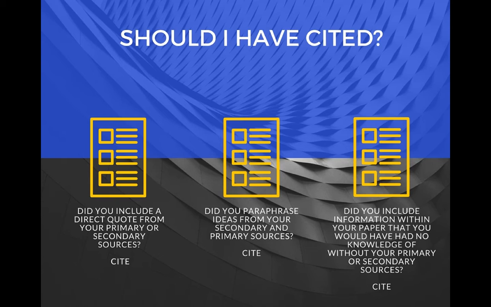And for the third point, did you include information within your paper that you would have had no knowledge of without your primary or secondary sources? Sometimes I know students are concerned about, okay, well, when do I cite? Well, if you were not familiar with that information before and you had to rely on another source to help your understanding of that, that's when you need to give credit where credit is due.